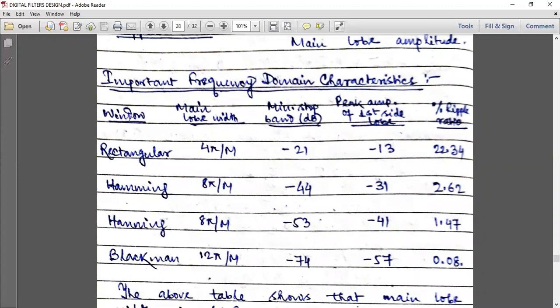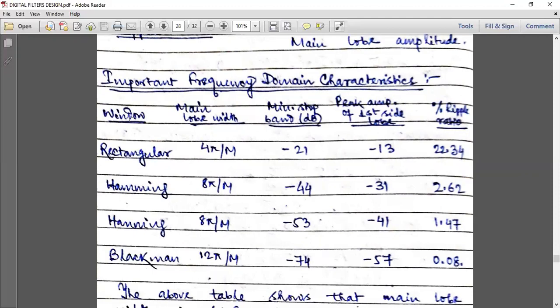For the Hamming window, main lobe width is 8 pi by M. Minimum stop band attenuation is minus 44. Peak amplitude of the first side lobe is minus 31, and percentage ripple ratio is 2.62%. For the Hanning window, main lobe width is the same as the Hamming window, 8 pi by M. Minimum stop band attenuation is minus 53. Peak amplitude of the first side lobe is minus 41, and percentage ripple ratio is 1.47%.